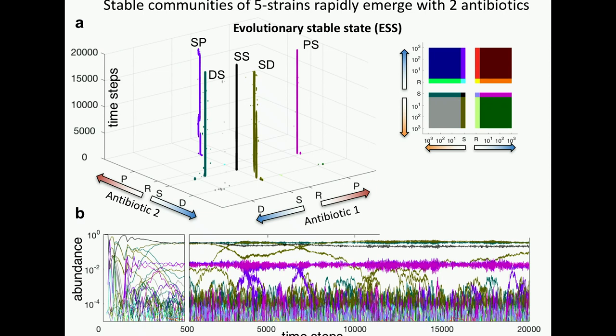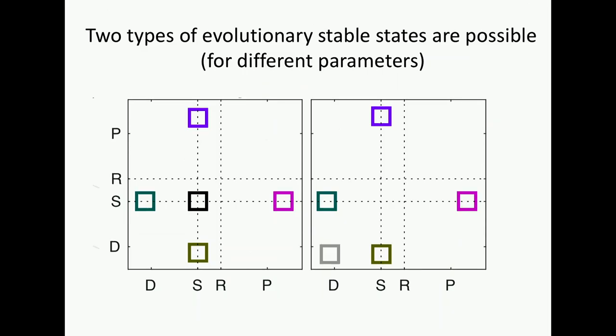So again, this is the kind of complexity which is much higher than what we've been seeing in this much simpler model when we were trying to manually construct communities. Here we get much greater complexity for free. All right, and with the single antibiotic, there was a single evolutionary stable state of the type I showed you. Here we have two different types of evolutionary stable states for different parameters, so there's no bistability. For one set of parameters, we get this type of community, for others, we get this type of community.